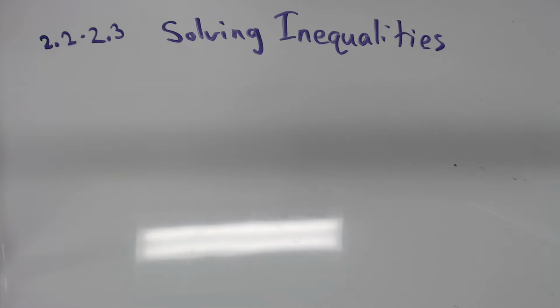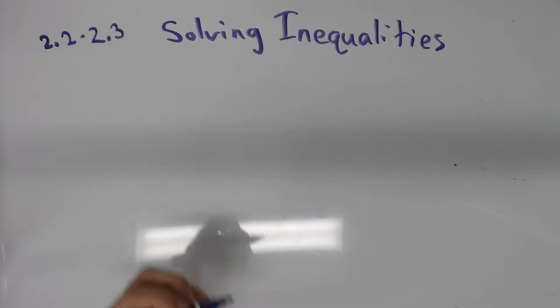Lesson 2.2 and 2.3 are just about solving inequalities. And again, it's all of the same algebra steps that we're used to using. The only difference is going to come when we do multiplication and division. So the addition and subtraction properties of equality are exactly the same. So we can add and subtract just like normal, absolutely no change in rules.